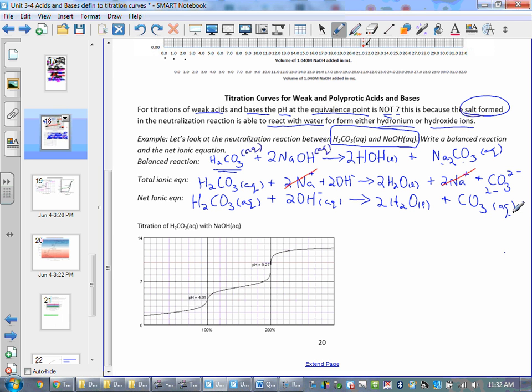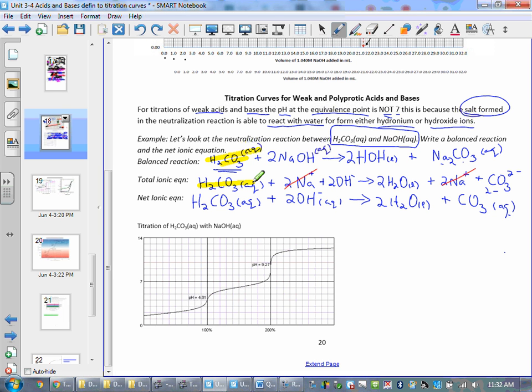Why didn't you break apart the first one? It's a good question. Does anyone remember why we didn't break apart our first thing? Because we don't break apart weak electrolytes, they only dissociate a very small amount. So we don't break apart our weak electrolytes.